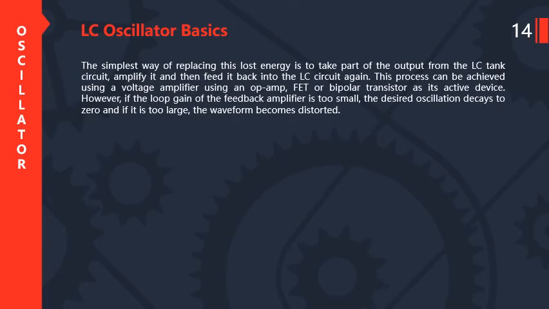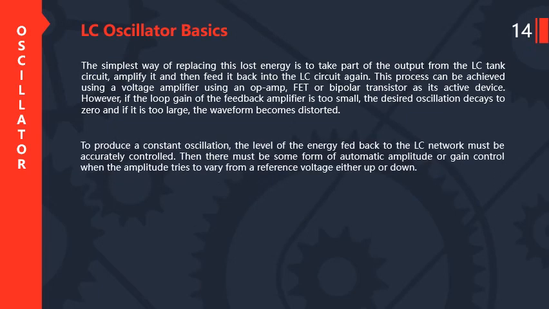The simplest way of replacing this lost energy is to take part of the output from the LC tank circuit, amplify it, and then feed it back into the LC circuit again. This process can be achieved using a voltage amplifier, using an op-amp, meaning operational amplifier, FET or bipolar junction transistor as its active device. However, if the loop gain of the feedback amplifier is too small, the desired oscillation decays to zero, and if it is too large, the waveform becomes distorted.